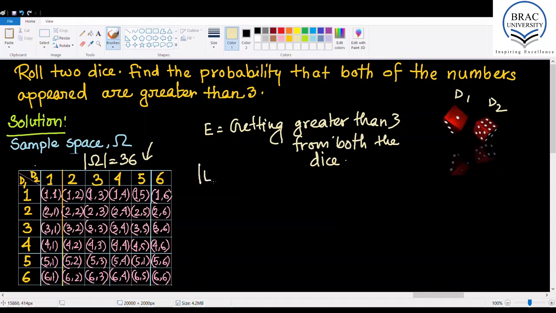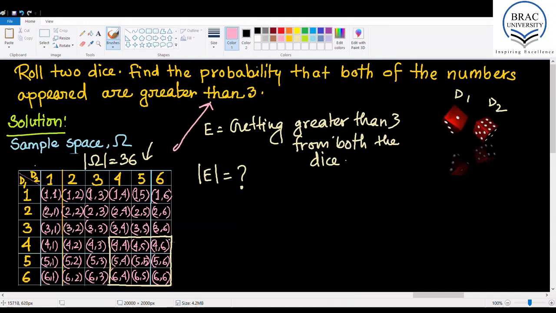Okay, so our job is to determine the cardinality of E. So in how many ordered pairs here both the elements are greater than 3? If you look at it carefully, then you will see that this 3 by 3 square with 9 ordered pairs are satisfying. Sorry, there is a typo. It should be 5 here. Yeah, so this 3 by 3 square has 9 cells in it and all of the ordered pairs satisfy the condition given in the question.